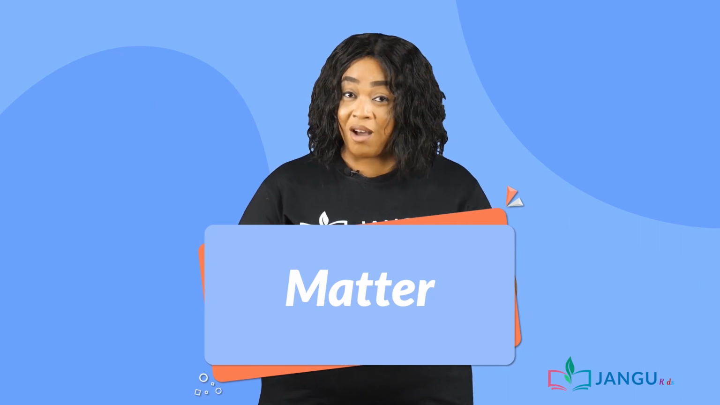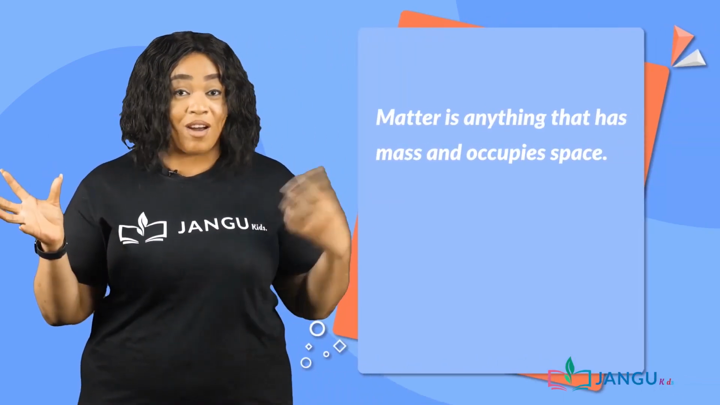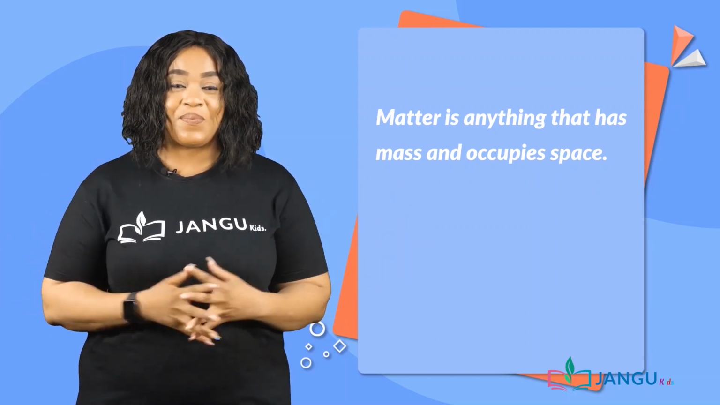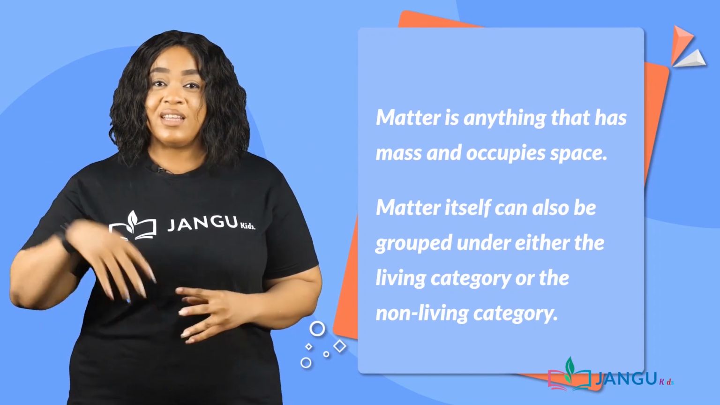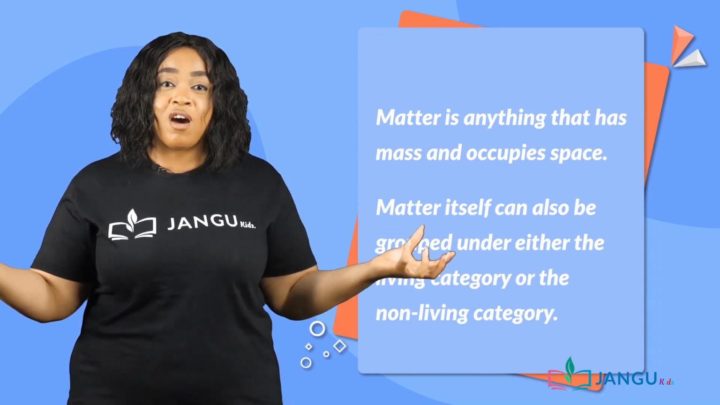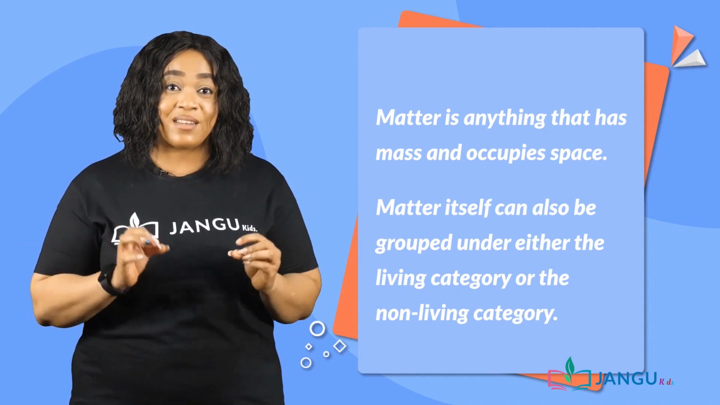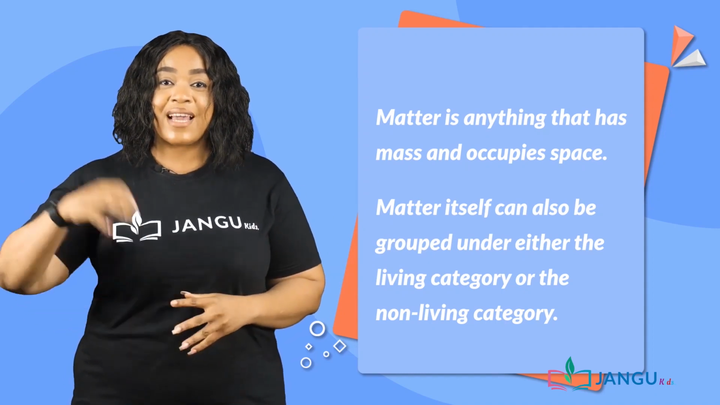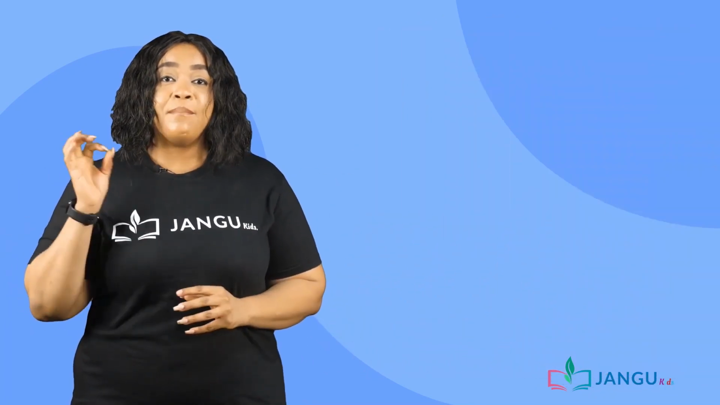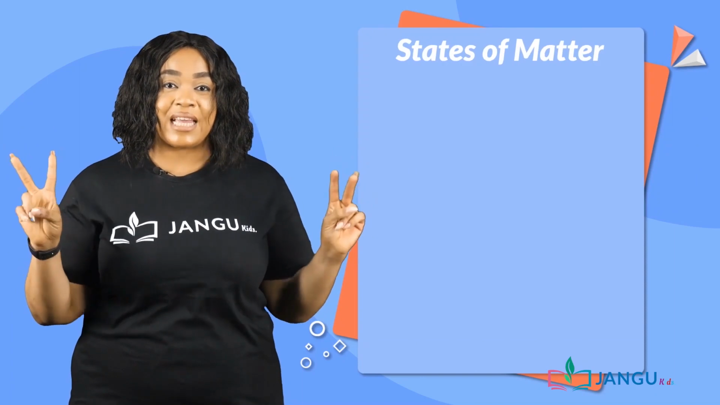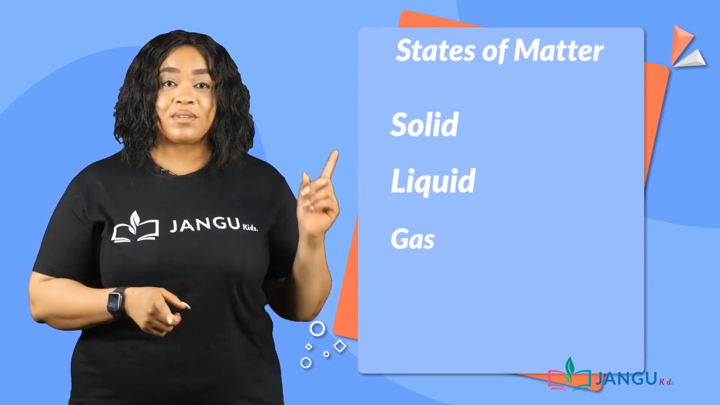What is matter, you ask? Well, matter is anything that has mass and occupies space. Matter itself can also be grouped under either the living category or the non-living category, which we'll discuss later in this lesson when we are distinguishing the characteristics of living and non-living things. Matter itself has 3 states: solid, liquid, gaseous.